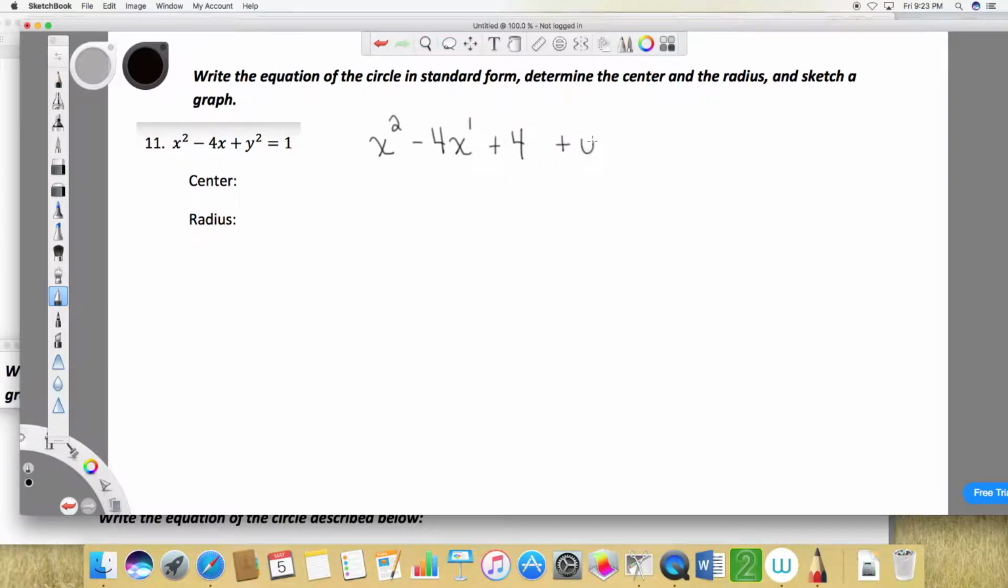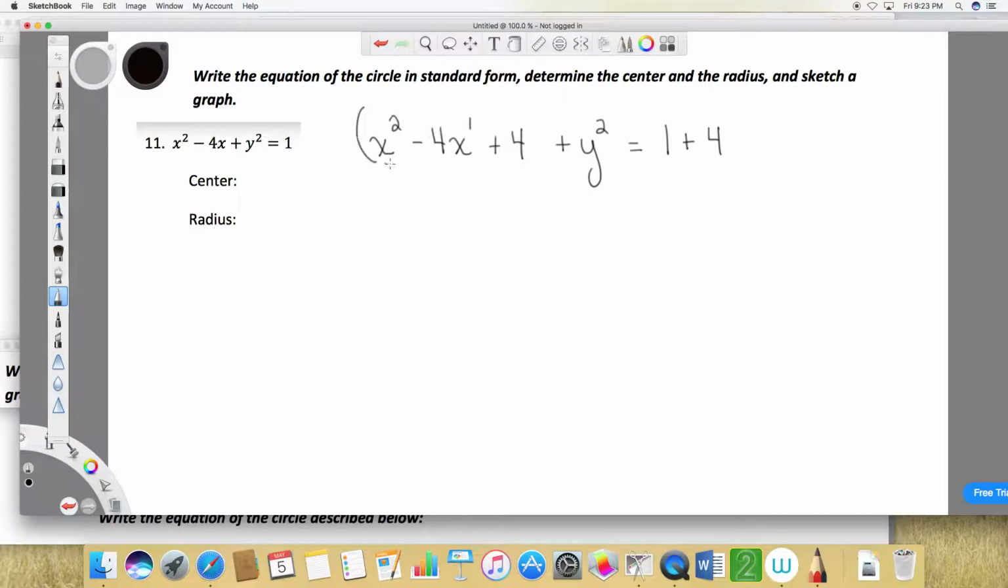Now, to balance the equation, to not change the solution set, I need to either subtract 4 on the left-hand side immediately or add 4 on the right-hand side, and it'll balance it out. So I choose the latter, to add 4 to each side.